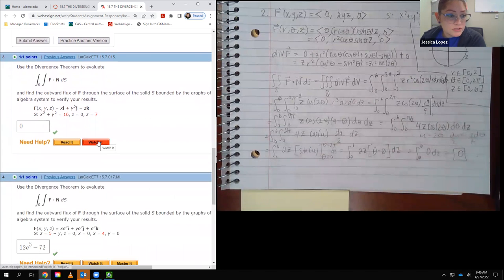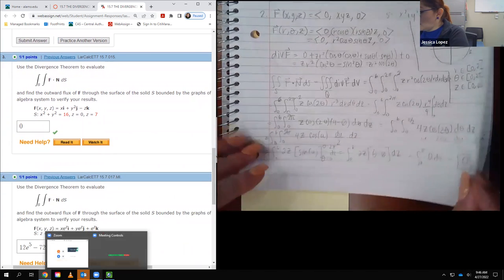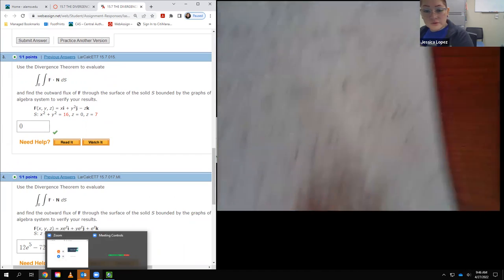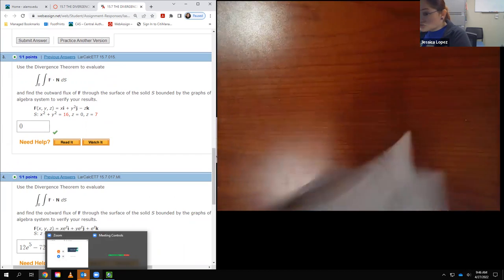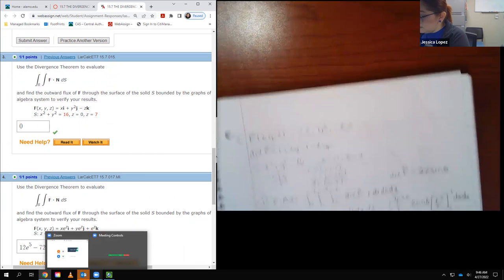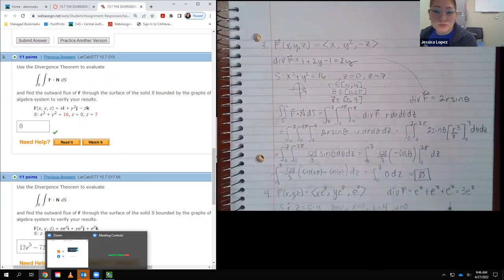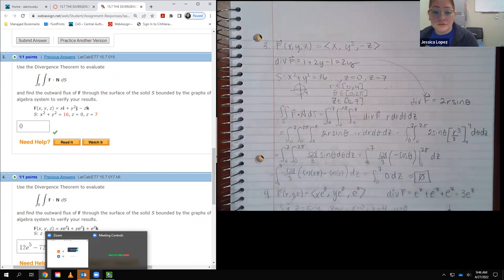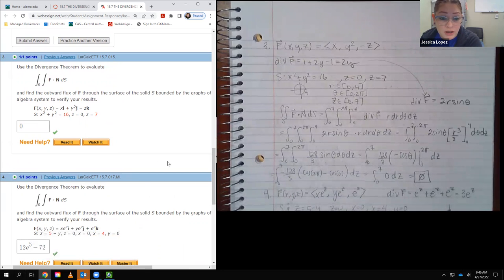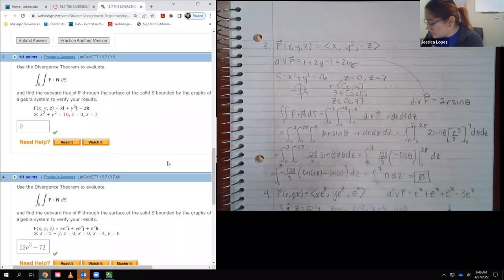So let's go ahead and work with number 3. Now, I noticed that there's quite a few of them that end up with 0. That's just coincidence. So don't be discouraged if you're getting 0, and don't assume that all of them are going to be 0 either, okay? Because sometimes a lot of them are not. But I did notice for some reason there were quite a few in a couple of the other sections that were 0 and in this section too.